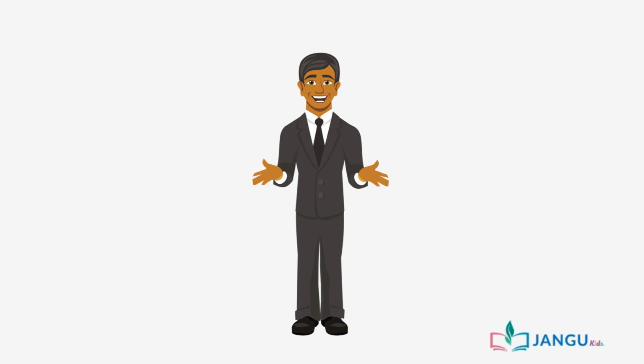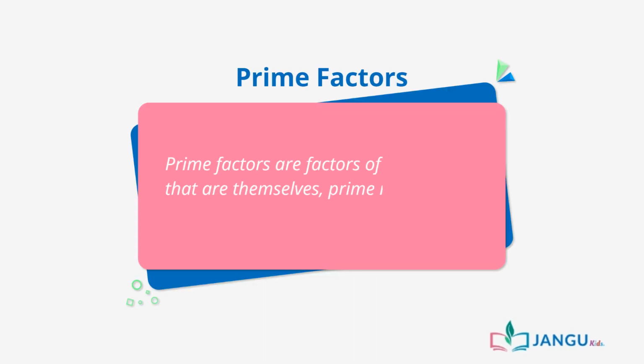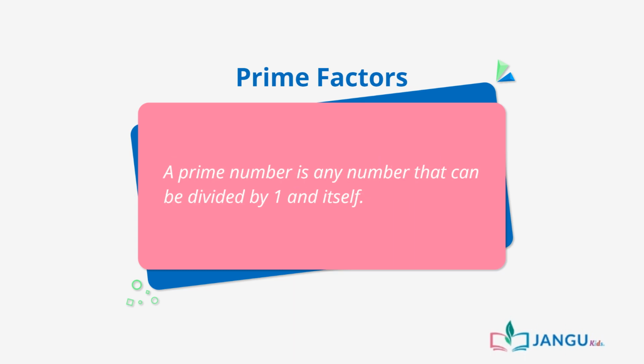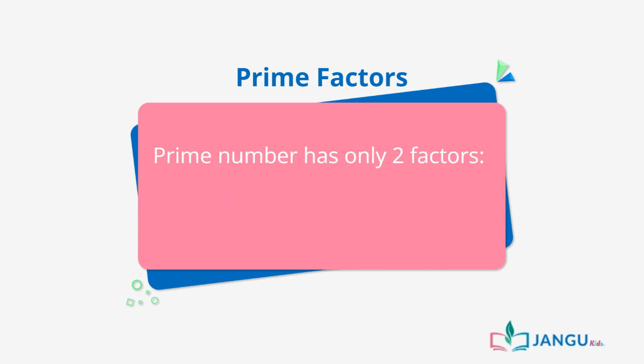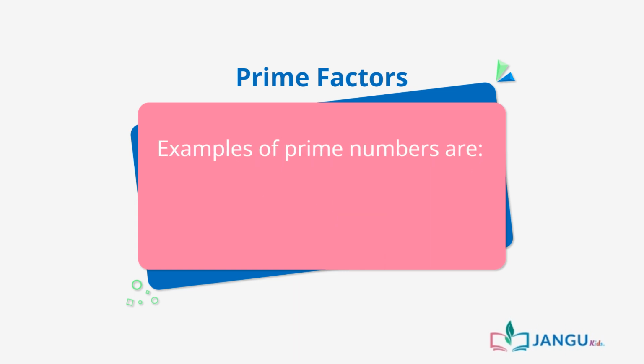Moving on, we are going to be learning about prime factors. Do you remember what prime factors are? Prime factors are factors of a number that are themselves prime numbers. A prime number is any number that can be divided by 1 and itself. A prime number has only 2 factors, 1 and itself. Examples of prime numbers are 2, 3, 5, 7, 11, etc.